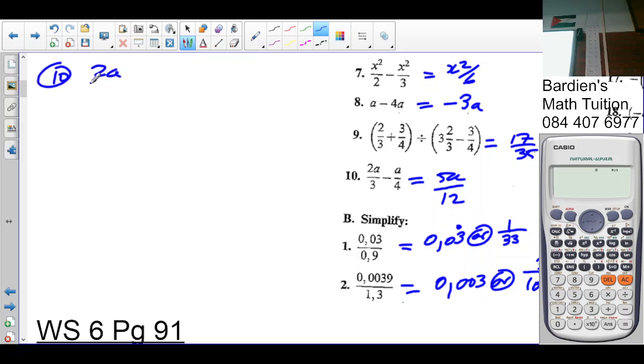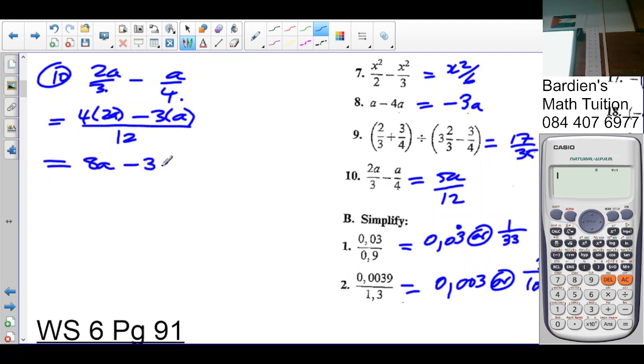So you got 2a over 3 minus a over 4. What's your LCM here? 12. So that must be multiplied by 4. So it's 4 into 2a. That must be times by 3. So it's 3 times a. So 4 times 2a is 8a minus 3a over 12. Do you have that step? Oh, I wrote the A as a 9. Okay. Whose fault is that now? Okay. Nice. Number 10 and number 11? No, there's no number. Number 1 of B?